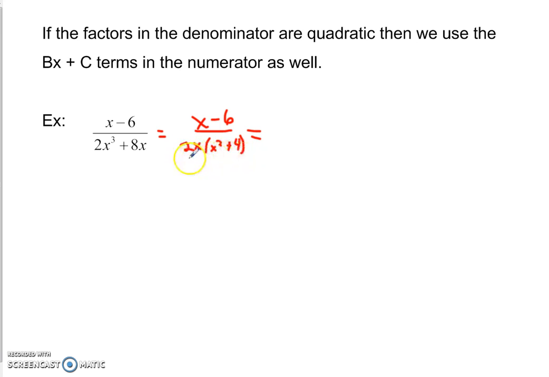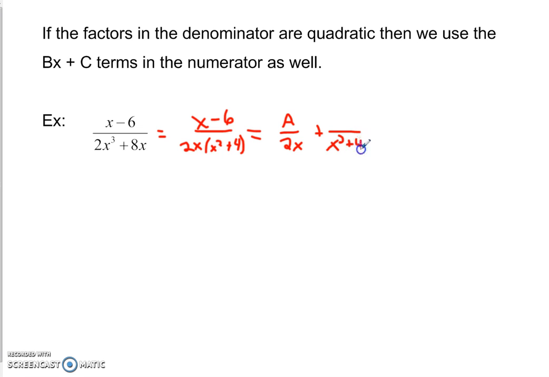So I'm done here. Now I'm going to write that as A over the linear factor, which is 2x. So here's the new idea, plus, and since the denominator is not linear but a quadratic, I'm going to go ahead and write that down there.